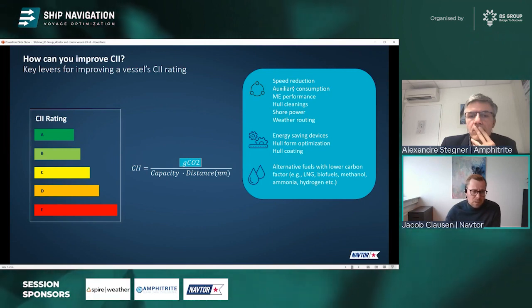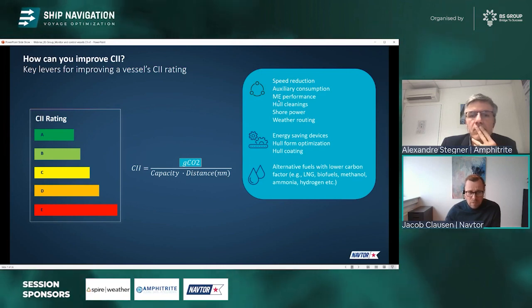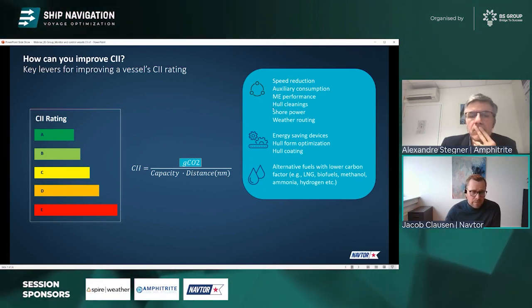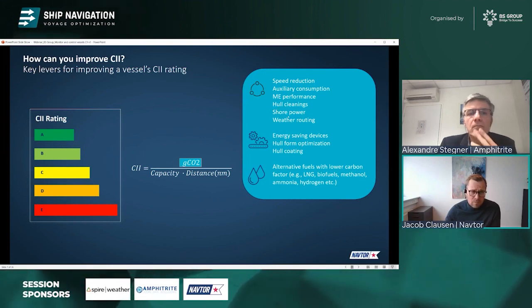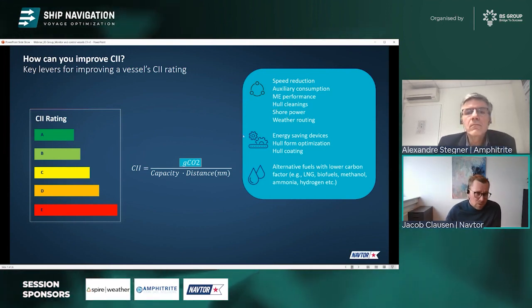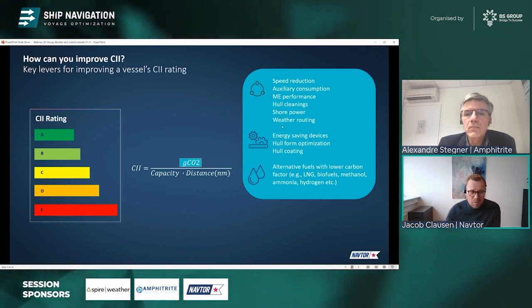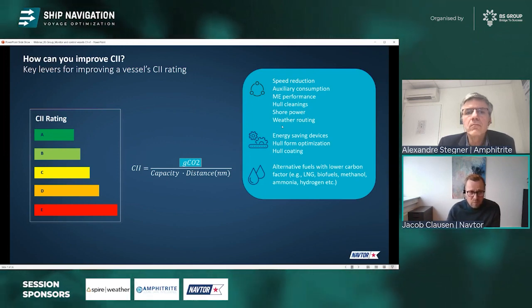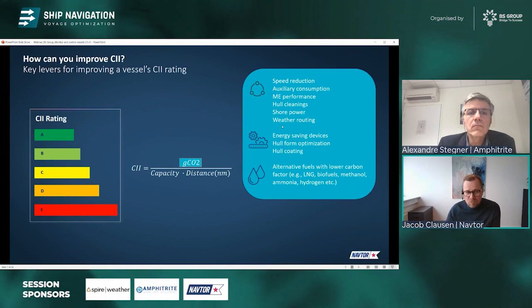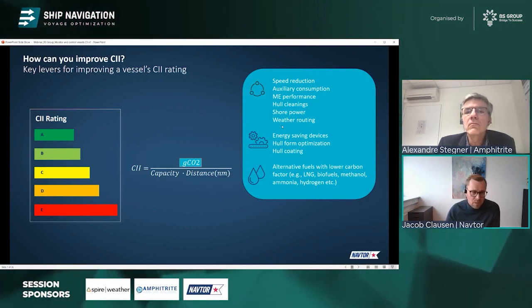So that could be a speed reduction, reducing your auxiliary consumption, looking into your main engine performance, scheduling hull cleanings at regular intervals, or based on the conditions, using more shore power, weather routing. That's been mentioned a lot, either in the form of comprehensive weather routing, including all elements with different strategies behind constant power or variable speed or what it may be. And of course, the better data we have to put into that, both in terms of model, weather data, etc., the better and more accurate outcome we can get.